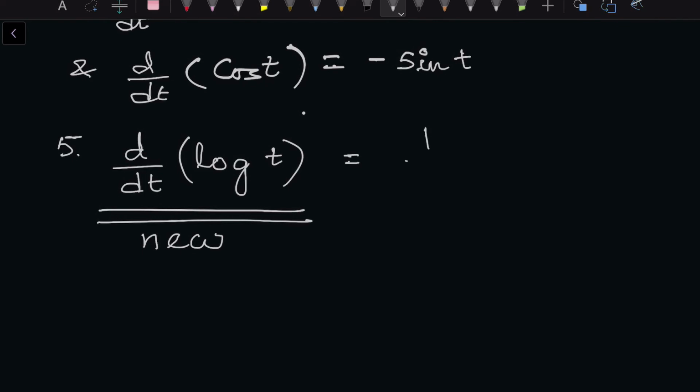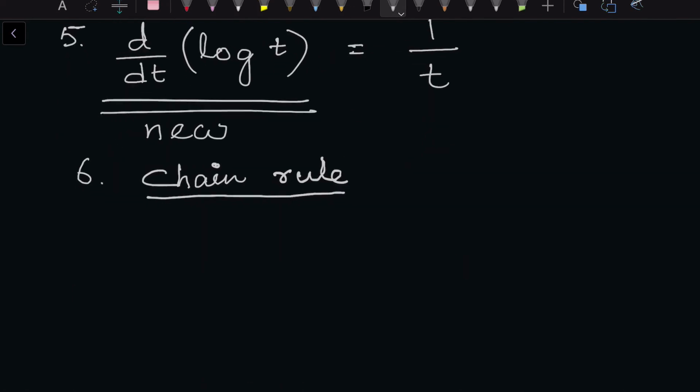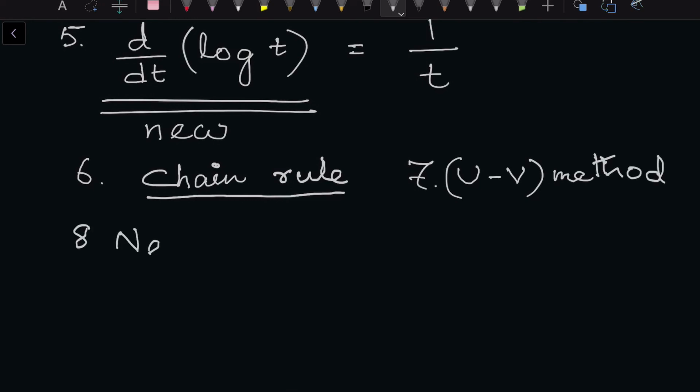So this is new. d/dt of log t is 1 by t. Log gives 1 by t. Now, next we learn chain rule. We'll be learning that again. And then the UV method. What is that UV method? We'll be learning.